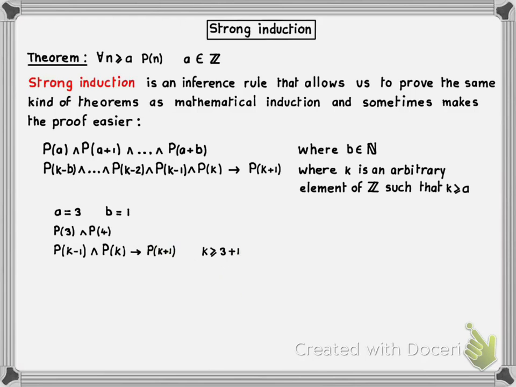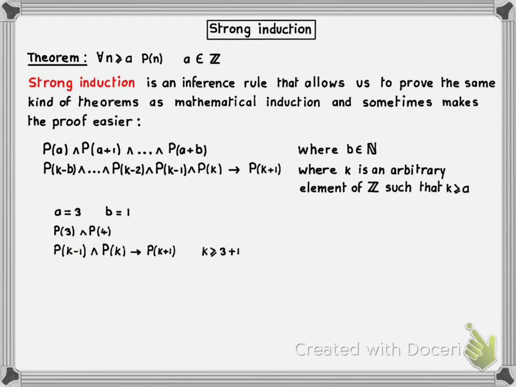So let's check that. If k is equal to 4, which is the smallest possible value we would accept in this second premise here, we would be proving P of 5 based on the assumption of P of 4 and P of 3. And that works perfectly since 3 is the smallest value for which the theorem says P holds.